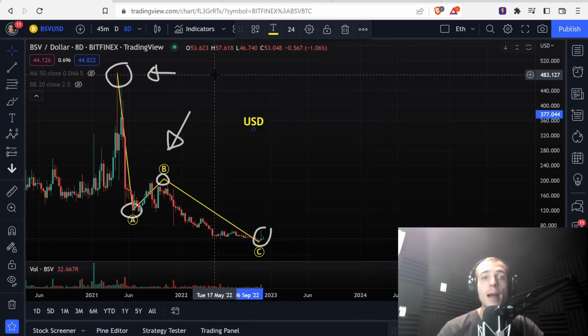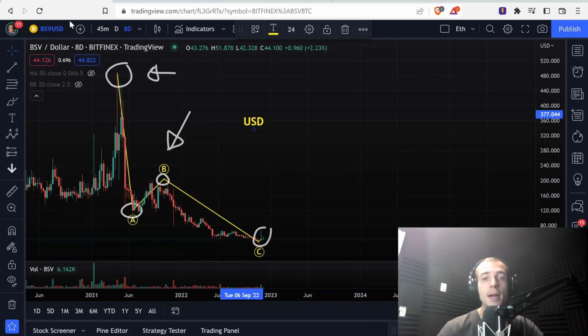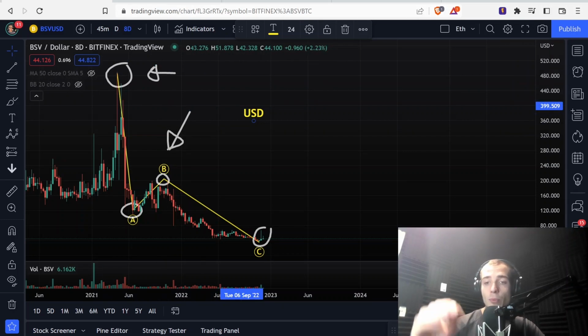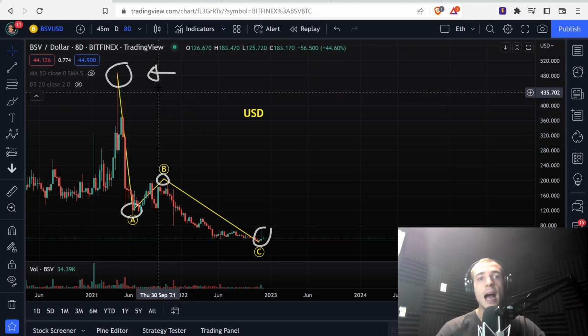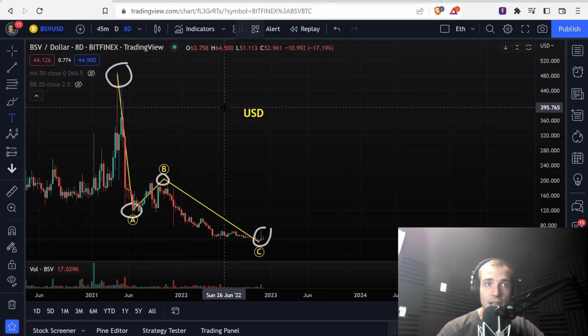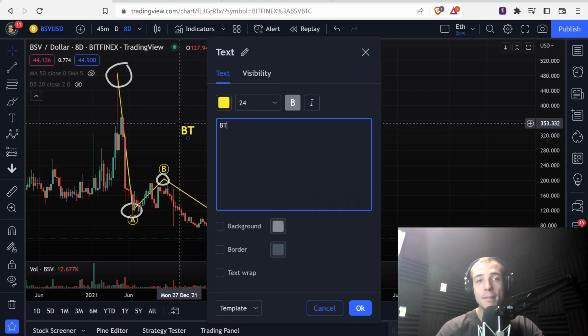So not only do I believe that BSV will start rising versus BTC, but I also believe that it will rise significantly versus the dollar, which means BSV is actually a really, really good investment. And although this is never financial advice, this is my trading journal, I personally am buying BSV, I'm accumulating BSV, and I believe it will give me a greater return on investment than BTC.